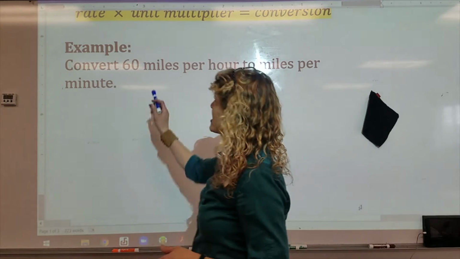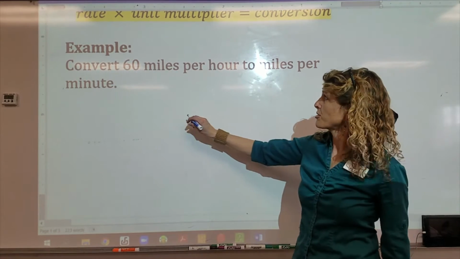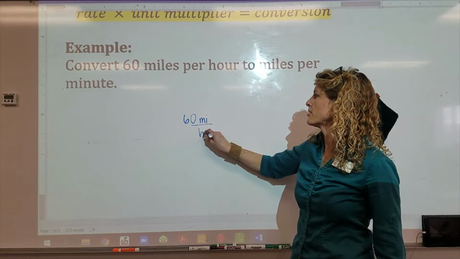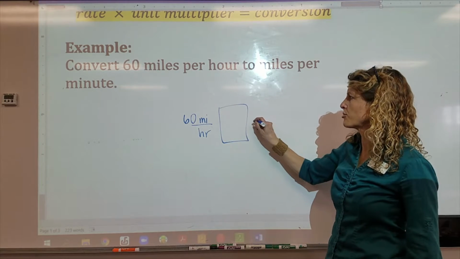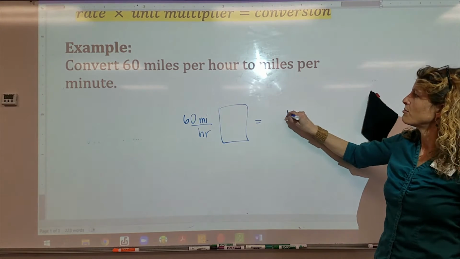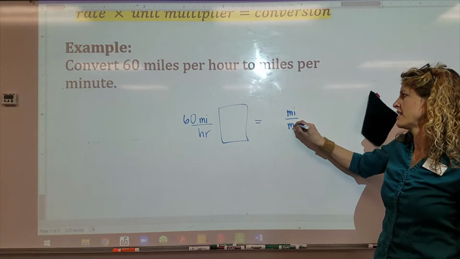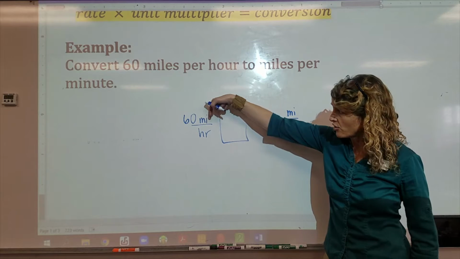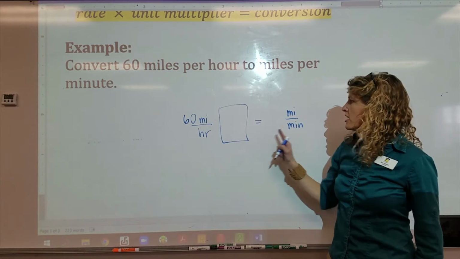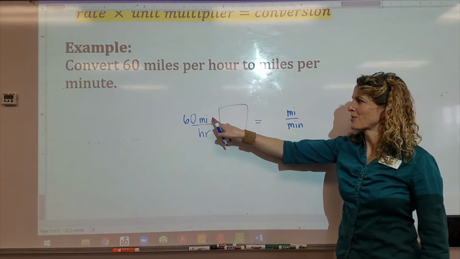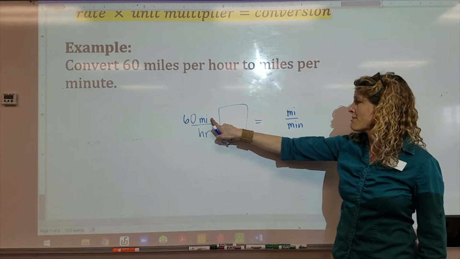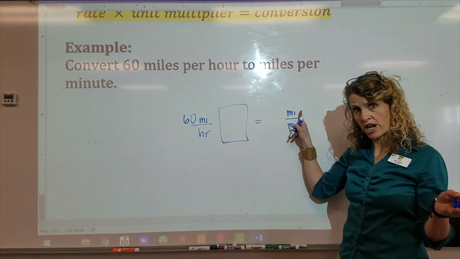It says convert 60 miles per hour to miles per minute. 60 miles per hour, we times it by a unit multiplier. We want to go to miles per minute. Keep in mind, if it says MI, that's miles. If I took off the I, that would be meters. If I add the N, that's minutes. So miles per hour, miles per minute. Notice, miles and miles did not change.